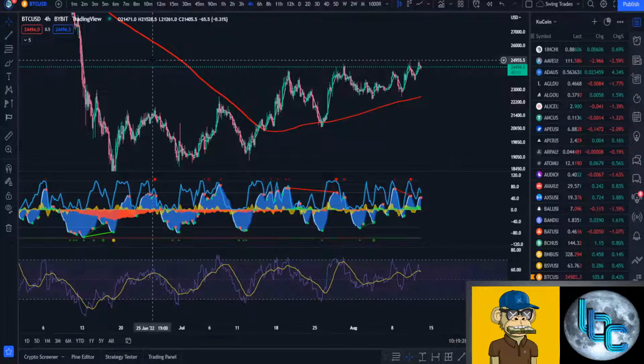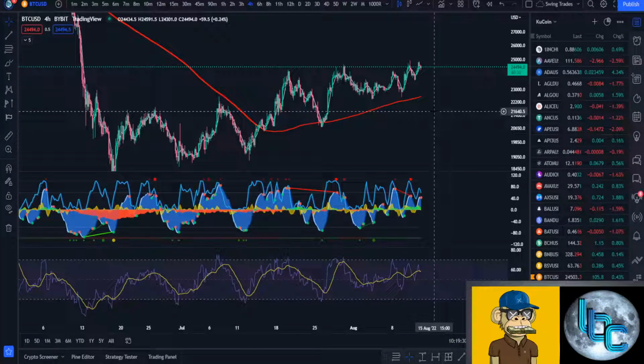I beg of you. All right, we got the 200 EMA here. What about the RSI downtrend resistance on the daily since all-time high?